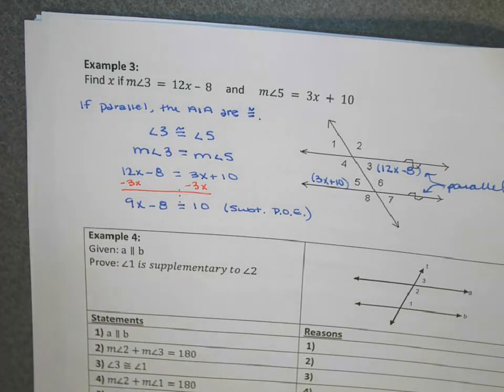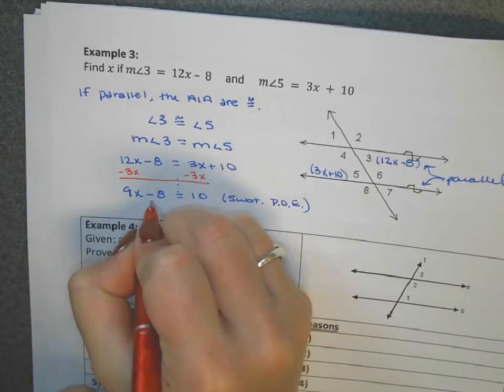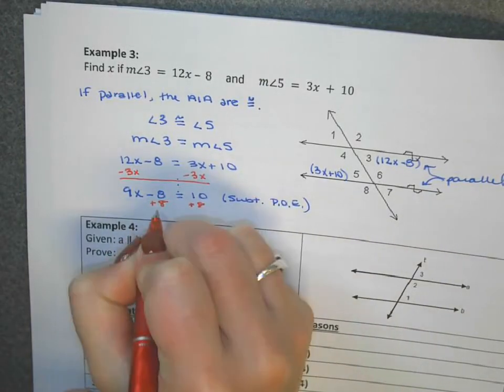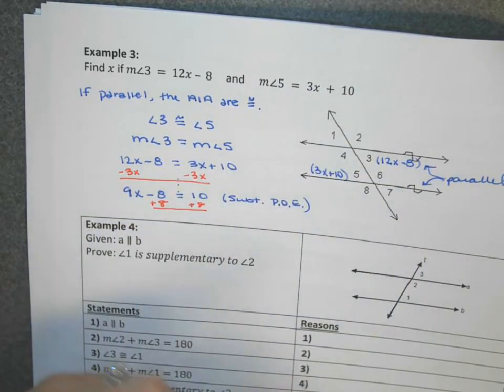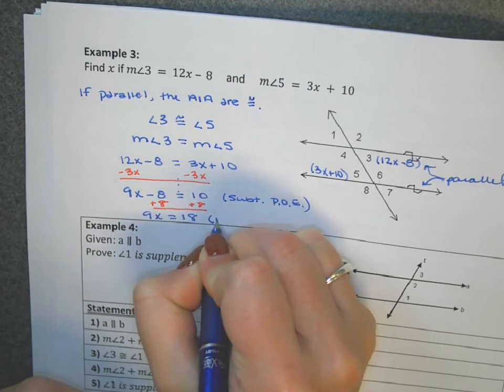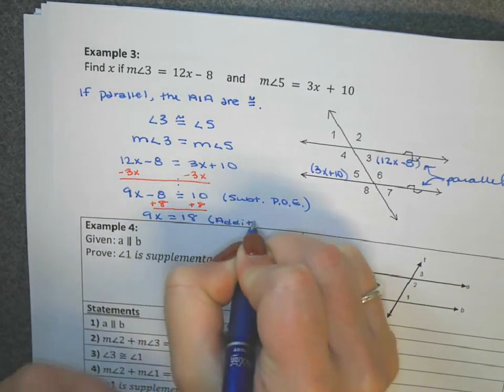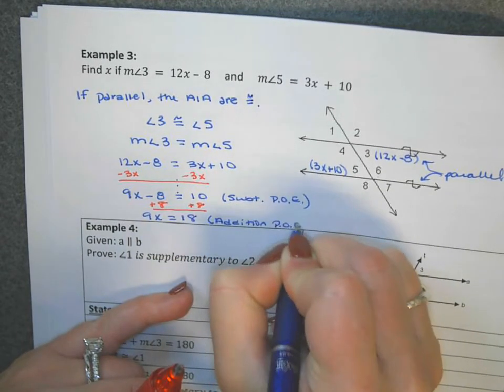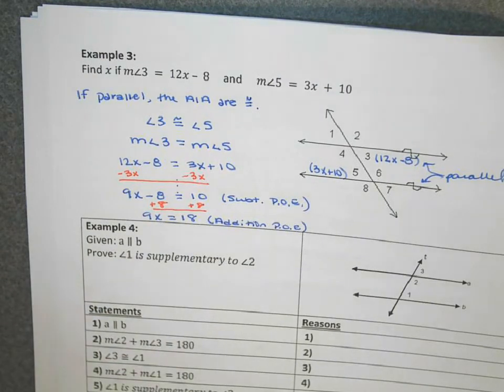Then what? Add what to both sides? Add 8 to both sides. Remember, that does not get a reason because I don't necessarily have to write in that step. But I get 9x equals 18, and that's where I write the addition property of equality. Then what comes next?